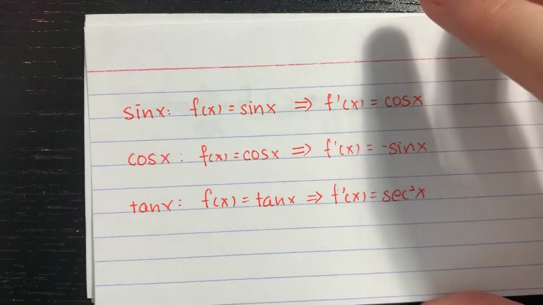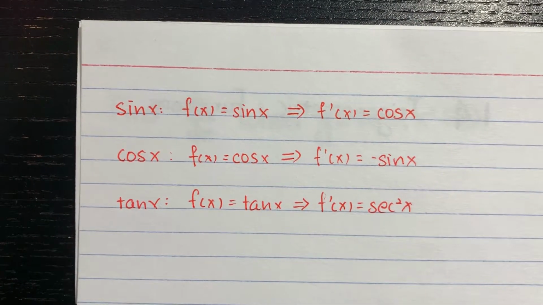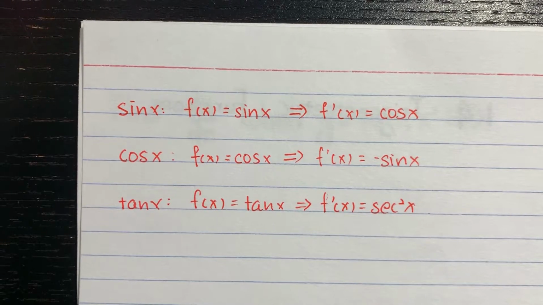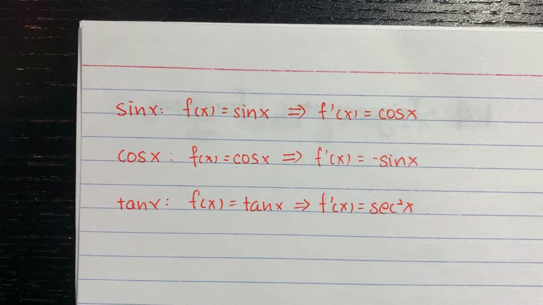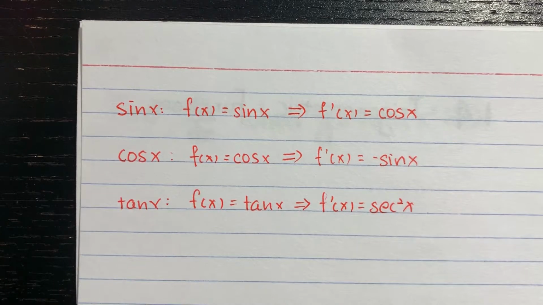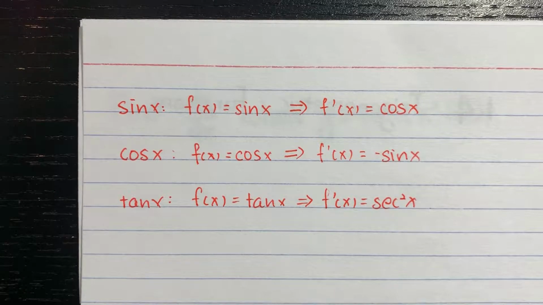So first of all, if the function is a sine function, the derivative of that function will be cos x. While if the function is a cos function, the derivative of that function will be a negative sine function. Remember, it's negative sine, not just sine. And at the end, if you have a tangent function, the differentiation will be secant squared x.